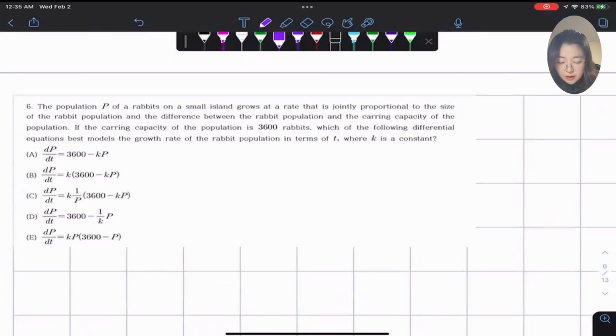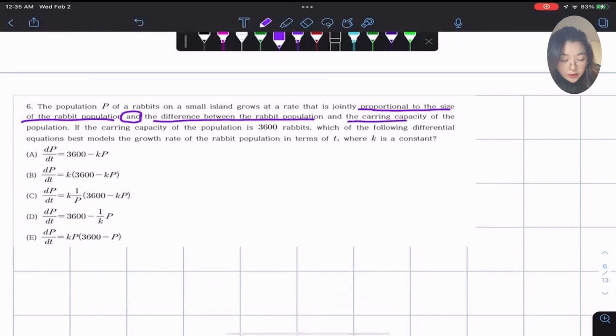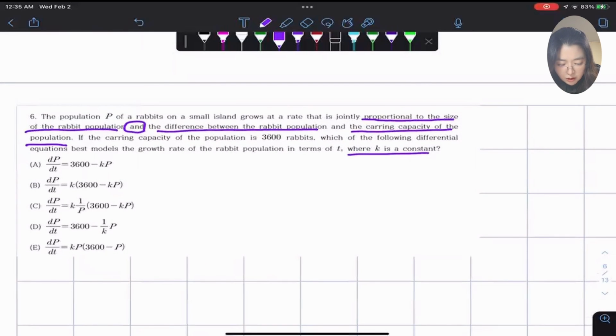The population P of a rabbit on a small island grows at a rate that is jointly proportional to the size of the rabbit population and the difference between the rabbit population and the carrying capacity of the population. If the carrying capacity of the population is 3,600 rabbits, which of the following differential equations best models the growth rate of the rabbit population in terms of t, where k is a constant?